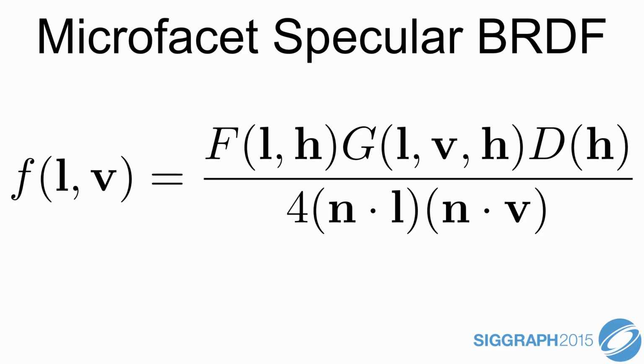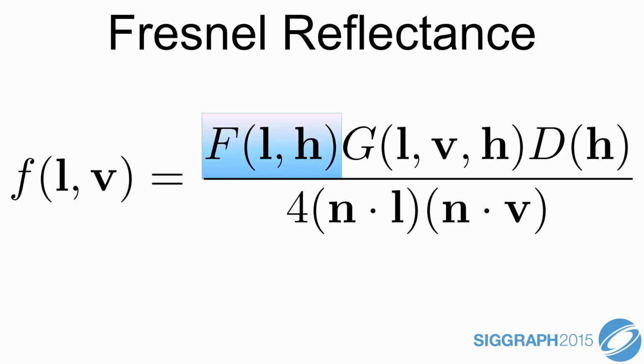Now, this is the form of a general microfacet specular BRDF. You can derive it based on the assumptions I just described. And it has a sort of component structure to it, which is useful. I'm going to explain each part individually.